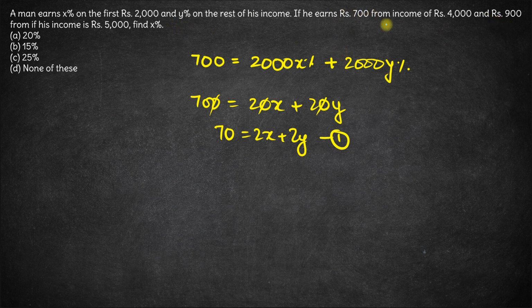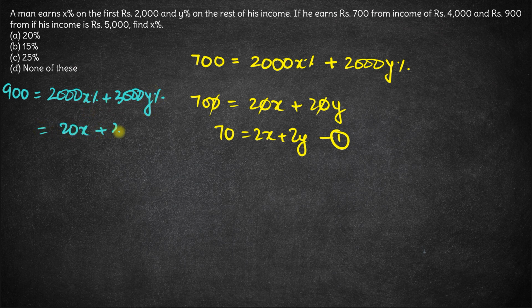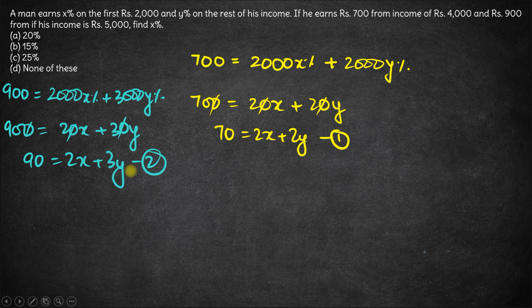The man also earns 900 on a total income of 5000. So again, this income of 900 will be, he will be earning X percent of the first 2000, and on the remaining 3000 of the 5000, 2000 is done. Of the remaining 3000, he is going to earn Y percent. So this is going to be his total earnings. Fine. So again, X percent is X by 100 and Y percent is Y by 100. So this becomes 20X plus 30Y is equal to 900. Again, cancelling out a factor of 10, we have 90 is equal to 2X plus 3Y. This is the second equation, right?